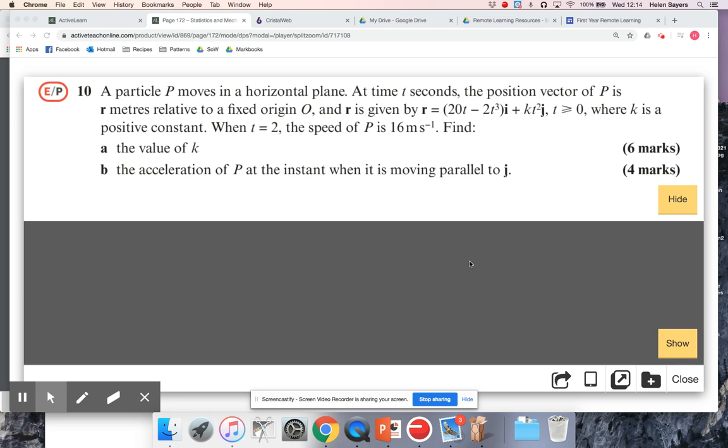Okay, we're looking at the Stats and Mechanics second year textbook, and we're doing exercise 8D, which is on differentiating vectors, and we're on question 10, so the last question. Well done if you've made it this far.